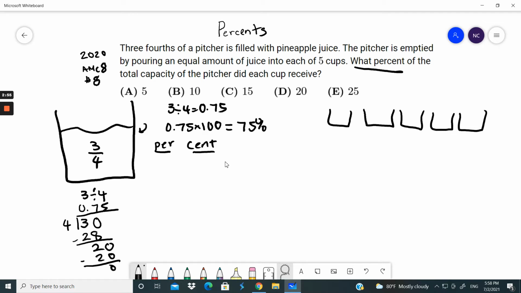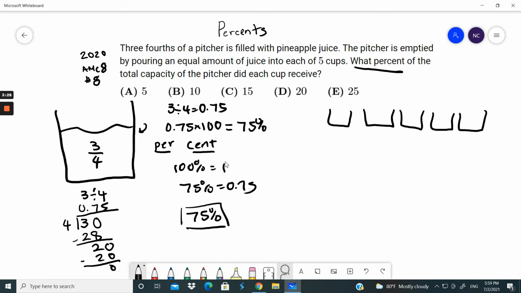100% is 1. 100% is equal to 1. So if we have a decimal, 0.75, we just have to multiply everything by 100 to essentially make sure that it's equal. We're saying percent of the whole. This is 75% of 1, and 0.75 is 75% of 1. So we know that this pitcher is now 75% full.